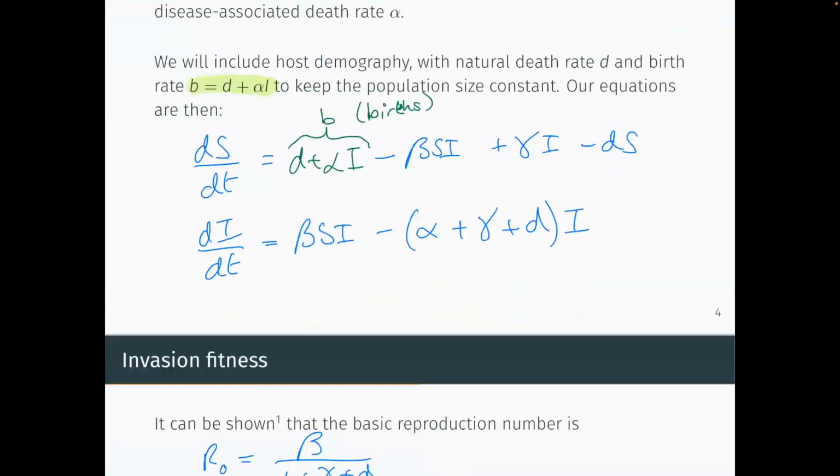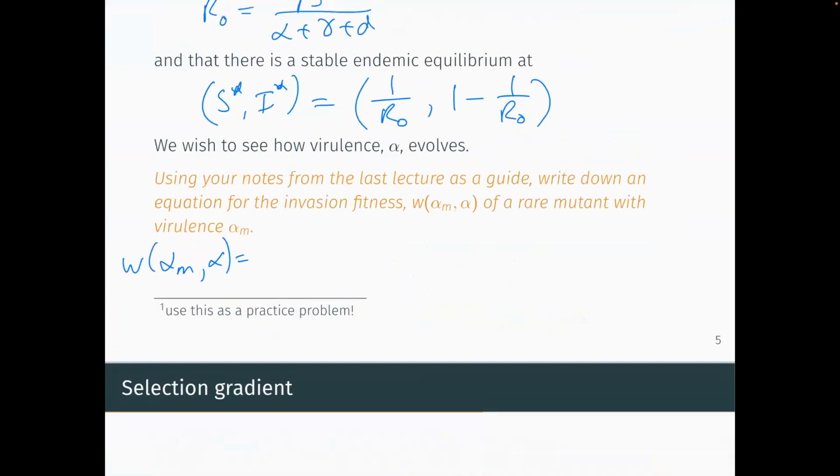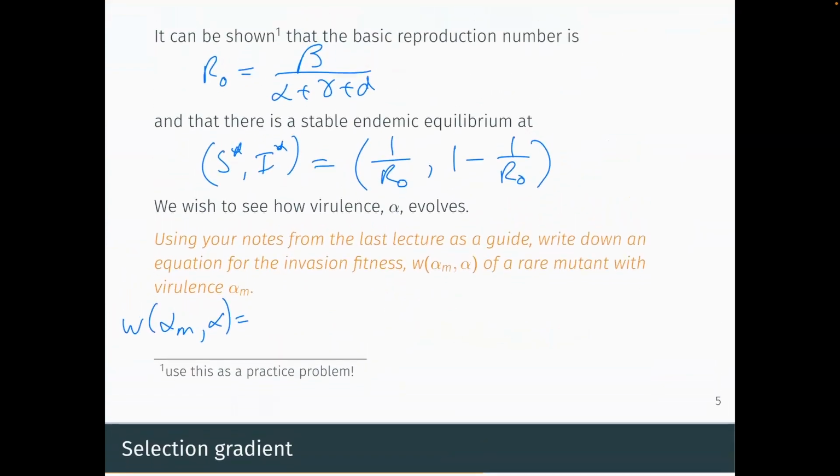Okay, let me run through this with everyone. So what we're doing here is we're looking at our per capita growth rate. That's where this 1 over IM is going to be, of our rare mutant. The proportion of individuals infected with this rare mutant pathogen, which is slightly different in its level of virulence, we're going to be calling IM. We want to look at our per capita growth rate, 1 over IM, dIM/dt. Really, we wouldn't usually write this in, but what we're doing is we're looking at this when S is equal to S star.